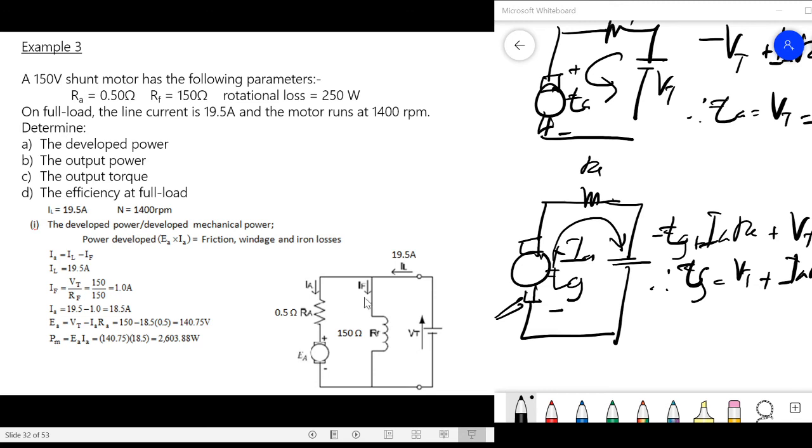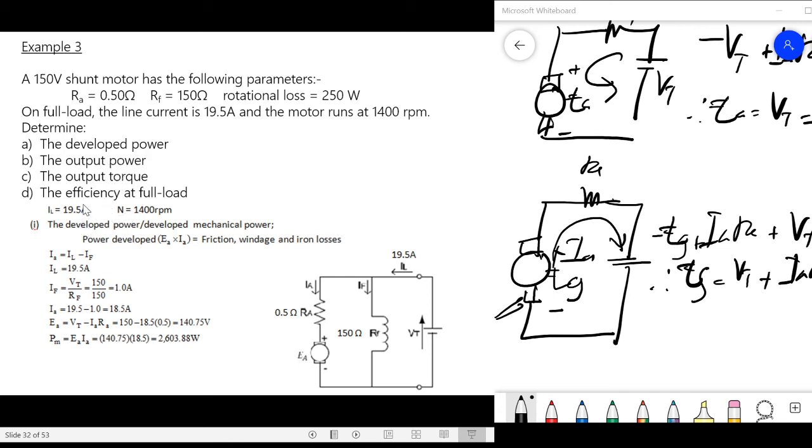Baru boleh nampak KVL, KCL dia. Has the following parameter. This is very good notes. RA is 0.5 ohm, RF is 150 ohm, rotational loss is 250 watt. On full load, line current is 19.5 and the motor runs at 1400 rotation per minute. Determine the developed power, output torque and efficiency.